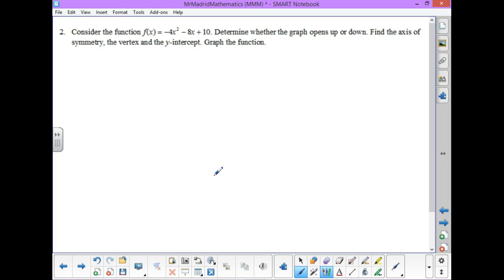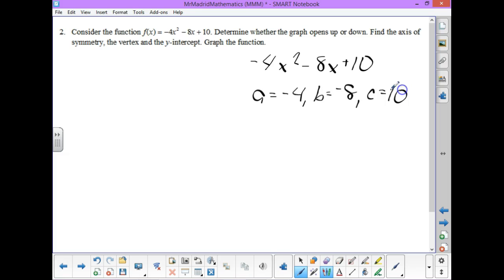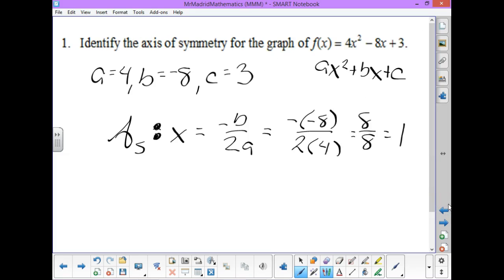Alright, let's look at this next example. Now I know I'm not reading it in detail again to reduce the length of the video. Now we're looking at another one that's very similar. So what I'm going to do here is establish the good habit of immediately identifying A, B, and C, since that's the name of this game. Alright, so I got A equals -4, B equals -8, and C equals 10. Determine whether the graph opens upward, find the axis, the vertex, and the y-intercept. Graph the function.